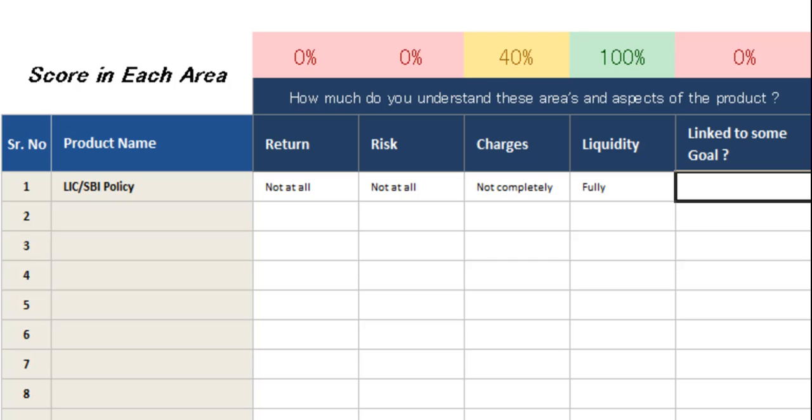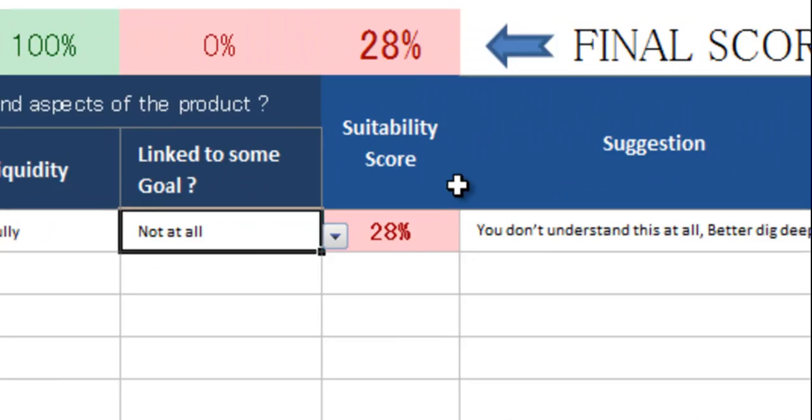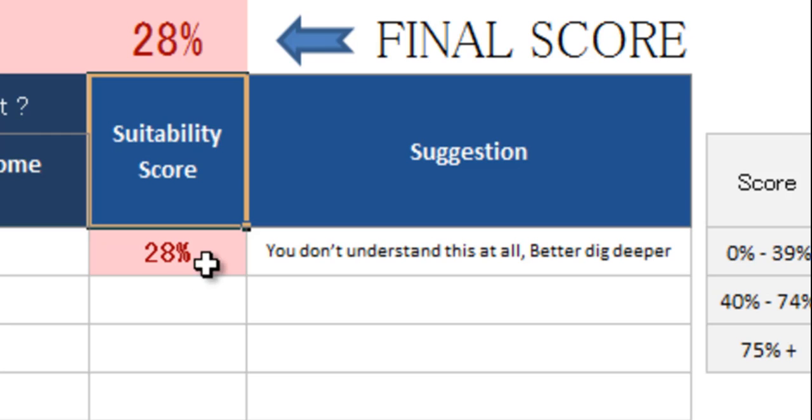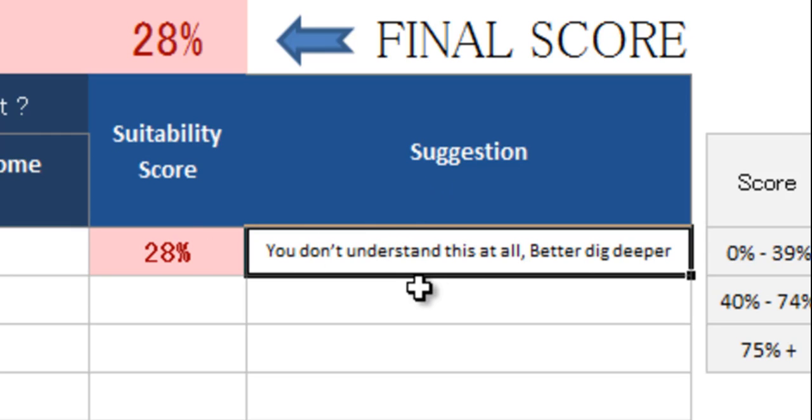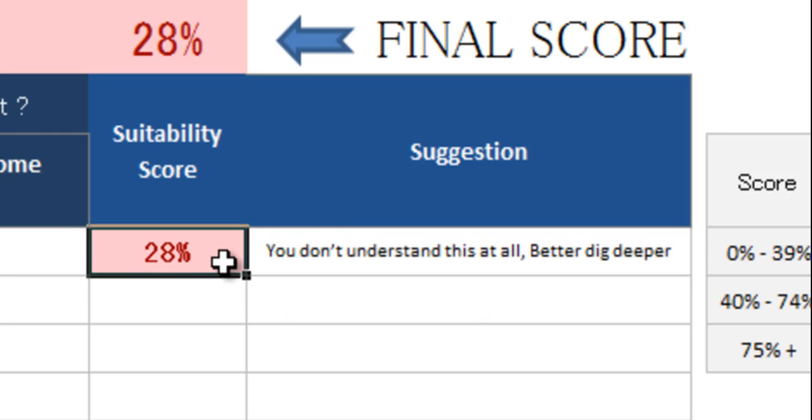Because giving a purpose to your financial product is very important. So let's say you have not linked it with any goal. You just bought it for some random reason. You have not linked it with some financial goal. So the moment you choose these 5 things, it will tell you the suitability score. Your suitability score is 28%, and the suggestion is that you do not understand this product. So better dig deeper. This is not a right thing. A red mark is not good.